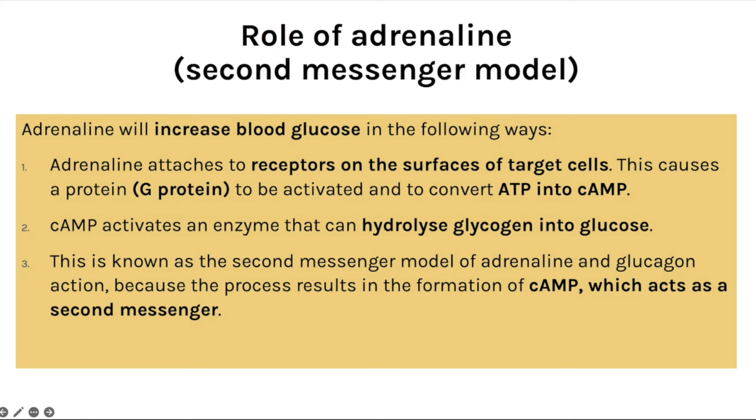The way it does that is, again, this second messenger model, much like we just saw for glucagon. So all of this is exactly the same as it was for the second messenger model for glucagon. It's just this time adrenaline is the hormone that binds, and it binds to complementary shaped adrenaline receptors on the cell surface membrane of those liver cells, which are the target cells. But the cascade of responses resulting in the second messenger model is the same.